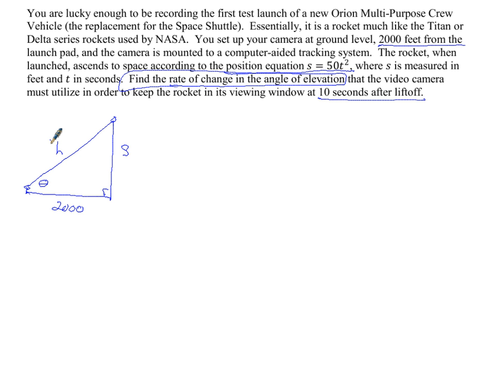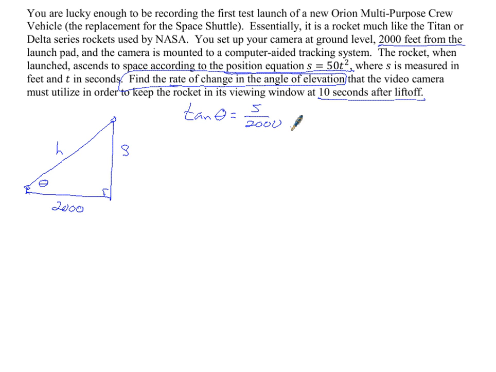We do need that angle. Cosine or sine or tangent, right? Okay. So what? Tangent theta equals what? S over 2,000? Okay. So let me write that down. Tangent theta equals S over 2,000. We can figure out what S is at our given moment in time, right?